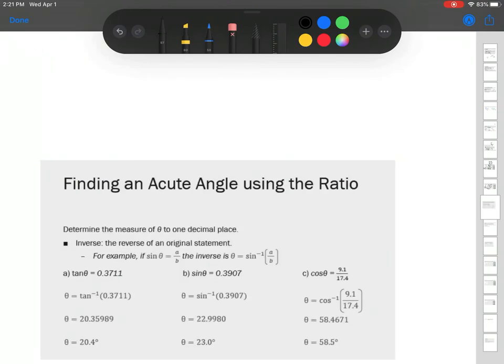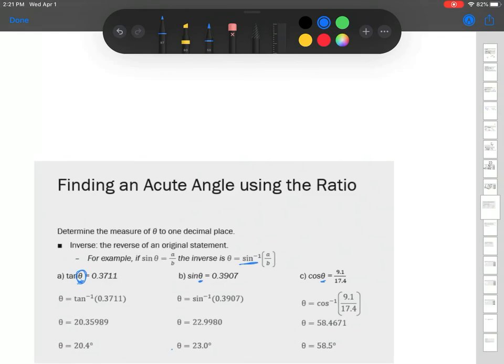So now what happens when we need to find an angle? When you're trying to solve for theta, remember we're going to use that as our symbol. That's like our x. That is our unknown. So if you have something like tan theta equals 0.3711, then if you want to get rid of the tan so that you can isolate the theta, similar to multiplying and dividing, you have to do the inverse operation. The inverse to that is written as -1.